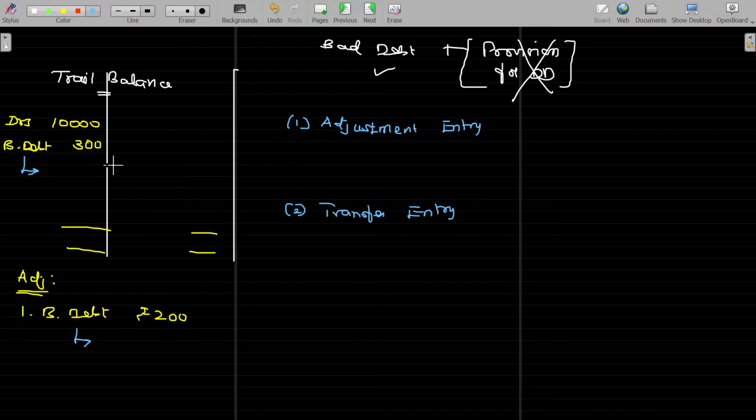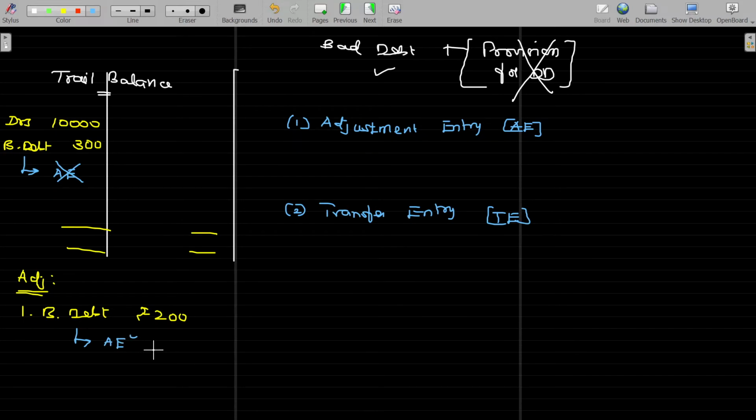Once the adjustment entry is passed, if you prepare the trial balance thereafter, you have to pass only the transfer entry. We are not in need of the adjustment entry for this, because the adjustment entry is already over. That's why the bad debt is appearing in the trial balance. And the bad debt appears in the adjustment, which means of course you have to pass the adjustment entry.